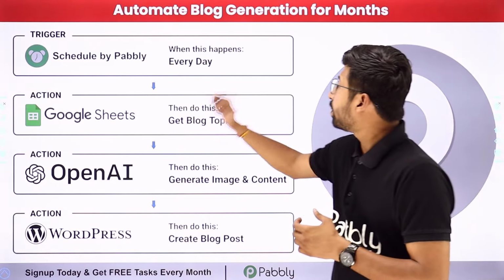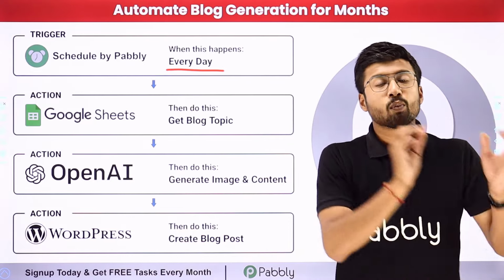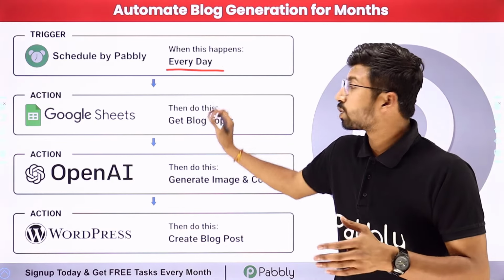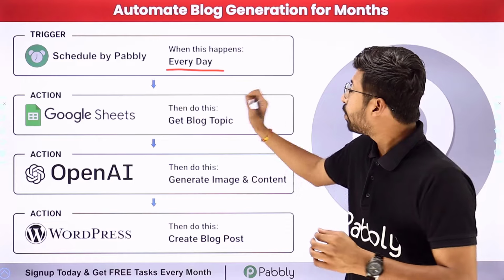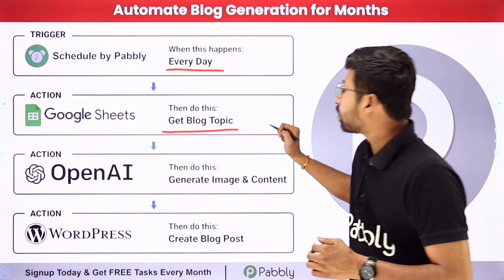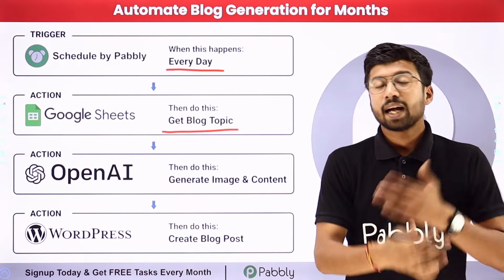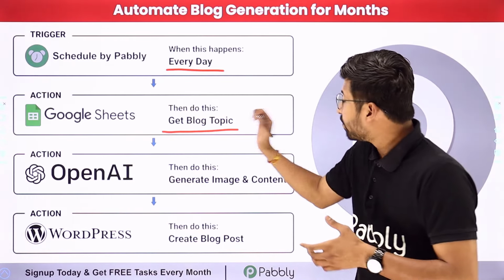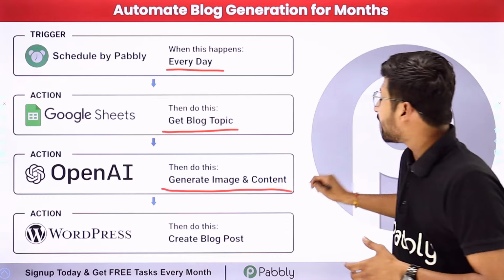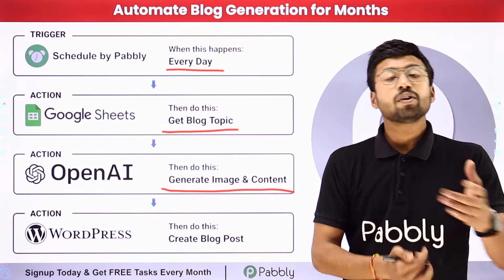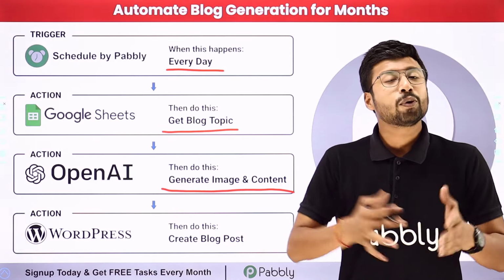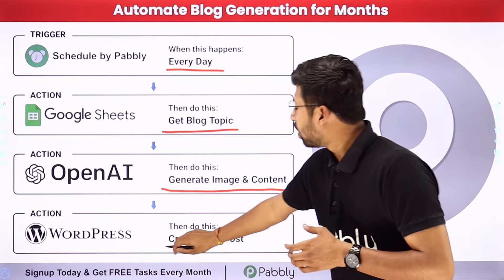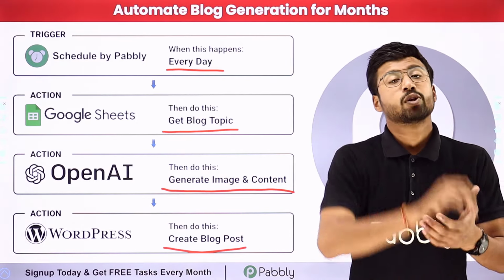So this automation will be triggered every day, and every day, whatever date we have entered in our Google spreadsheet in front of a topic, we are going to get the blog topic, the title of the blog for that from the Google Sheet. And after getting the topic of the blog, using AI platforms like OpenAI, we are going to generate the content and image for that blog as well. And after generating the content and image, we are going to post that same blog on WordPress or Blogger or any other platform of your choice.